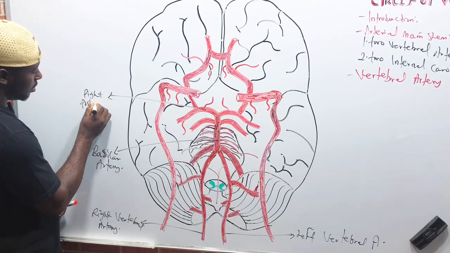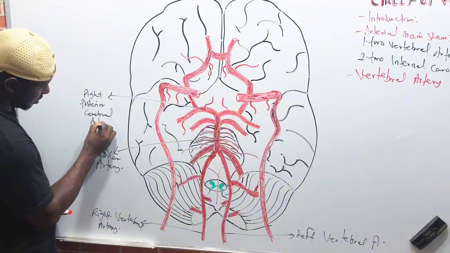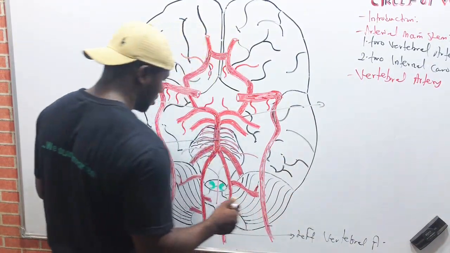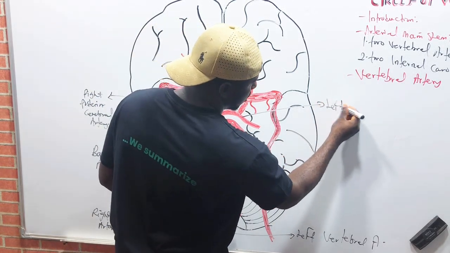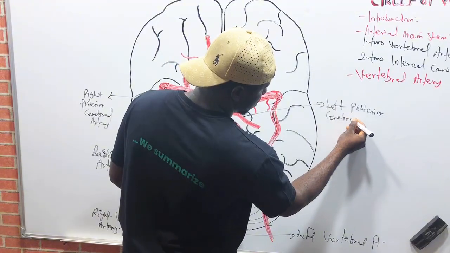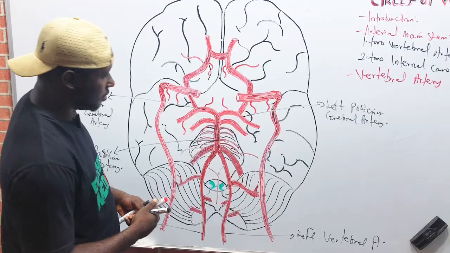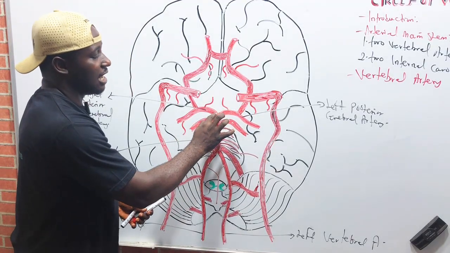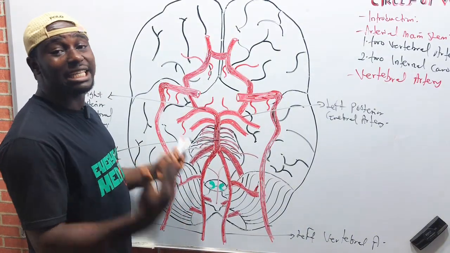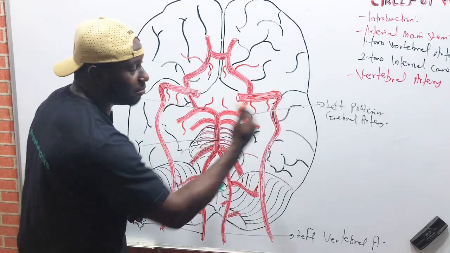So here is the right posterior cerebral artery, while this is the left posterior cerebral artery. So this is the end terminal point of the basilar artery, because the sole aim of the basilar artery is to form the right and left posterior cerebral arteries.